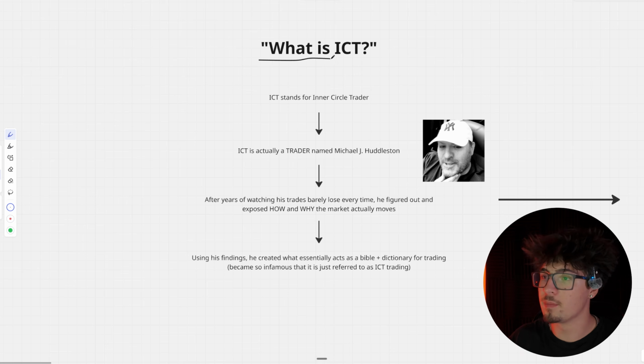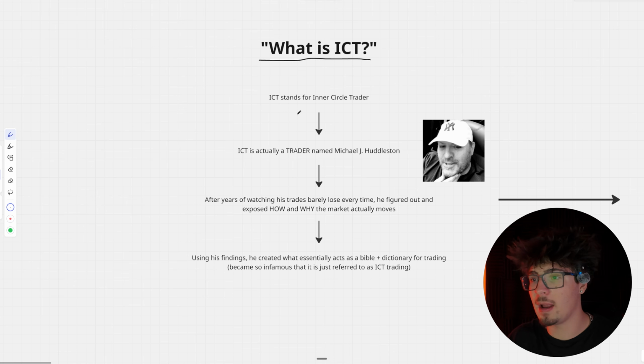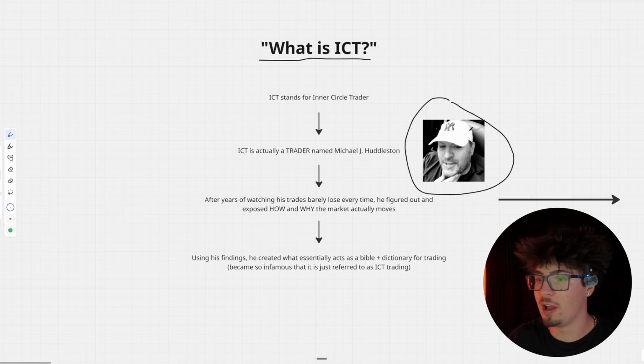First is the most basic question. What even is ICT? ICT stands for Inner Circle Trader, and Inner Circle Trader, or ICT, is actually a trader himself named Michael J. Huddleston. As you can see, here is ICT in all of his glory, Michael J. Huddleston. And after years of watching his trades barely lose every time, he figured out and exposed how and why the market actually moves. Using his findings, he created what essentially acts as a Bible and a dictionary for trading, and it became so infamous that now it is just referred to as ICT trading.